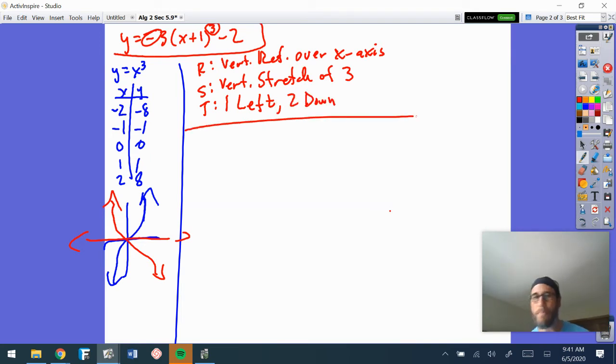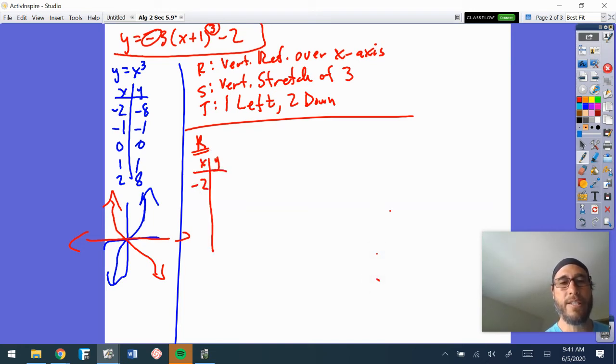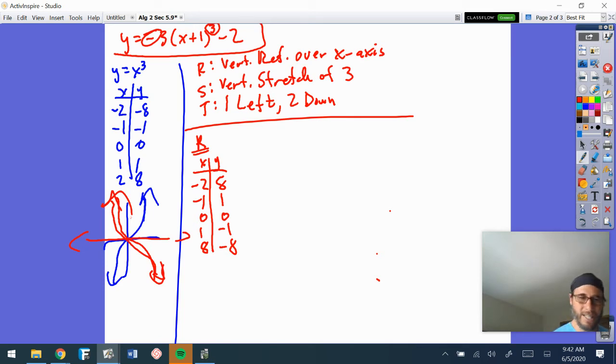Okay, let's go ahead and get our points. All right, so we do a little R. There was a reflection, and since it's vertical, it affects the y's. The x's are all going to stay the same, but the y's are going to multiply by a negative. It flip-flops. So it's going to look like that red one there.